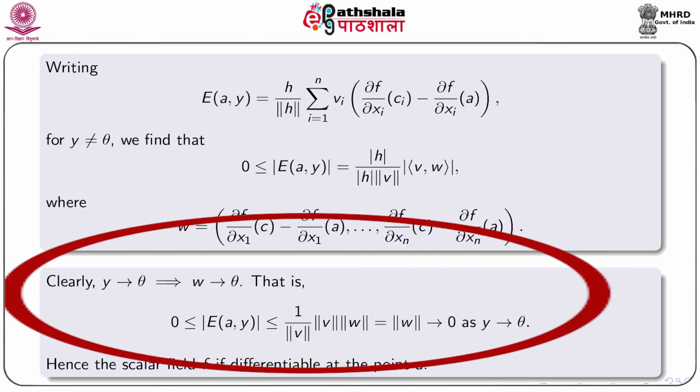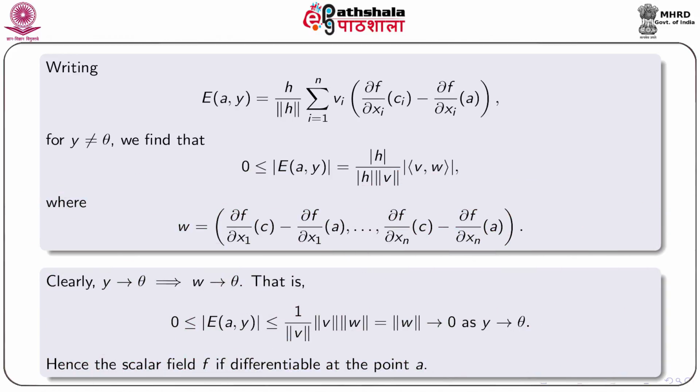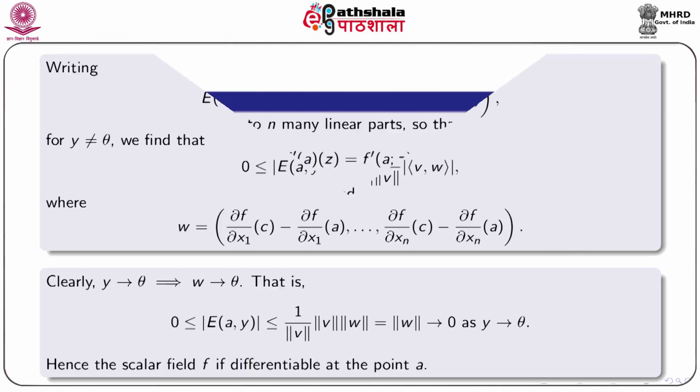Clearly, when y approaches origin, w also. Then we find that modulus of E A y is less than mod w and it tends to 0 as y tends to theta. So, that is, in the first order Taylor formula the error term tends to 0 and hence the scalar field f is differentiable at the point A. So, our result is proved.